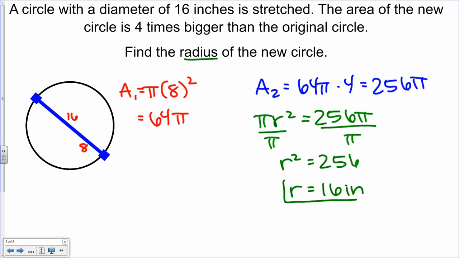Okay, so what you'll notice here, the radius is only twice as long as the radius of the original one, but the area ends up being 4 times bigger. So they're not going to be directly proportional in the way we normally think of it. It is 4 times larger in area, and the radius itself is twice as big.